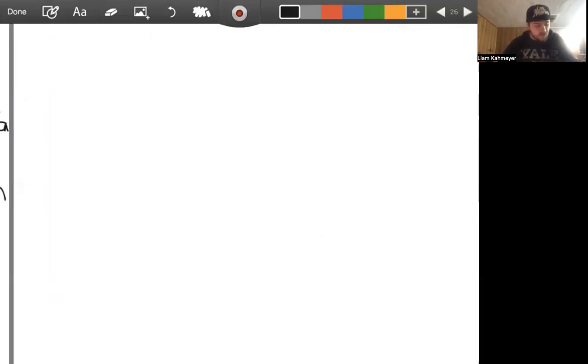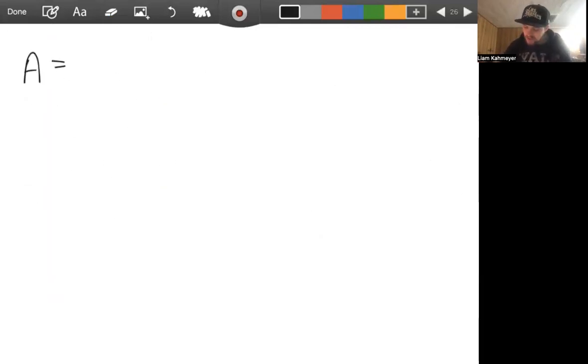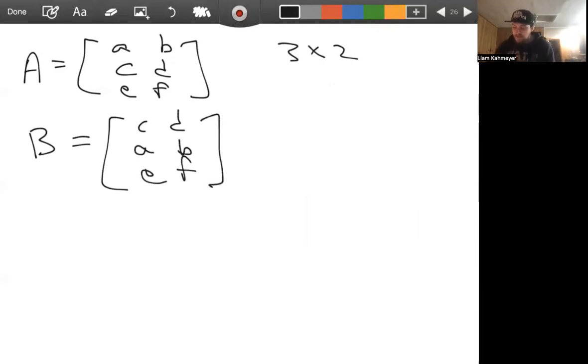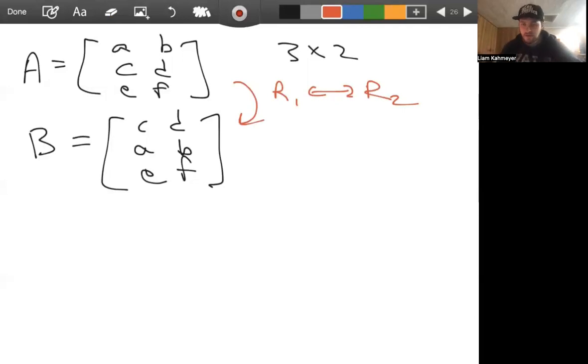Let's see an example to make this a little less confusing. Let's say A is the matrix with rows a, b, c, d, e, f, so we have a 3 by 2 matrix here. Then let's say B is the matrix with rows c, d, a, b, e, f. How was B obtained from A? Well, we flipped row 1 with row 2. B was obtained from matrix A just by swapping row 1 and row 2.